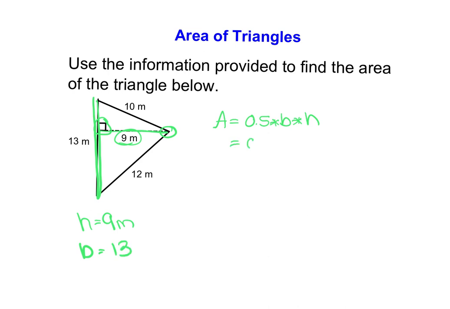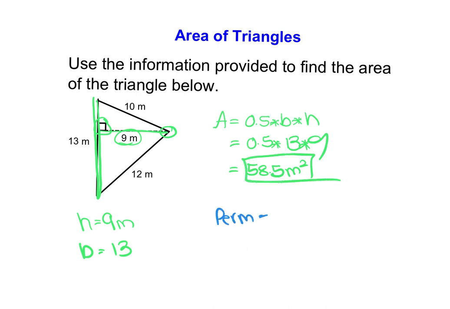So for this problem, I'm going to take 0.5 times 13, which is my base, times 9. And if I multiply those together, 0.5 times 13 times 9, I end up with an area of 58.5 meters squared. And then if we calculate the perimeter here, remember we're adding up all the sides.